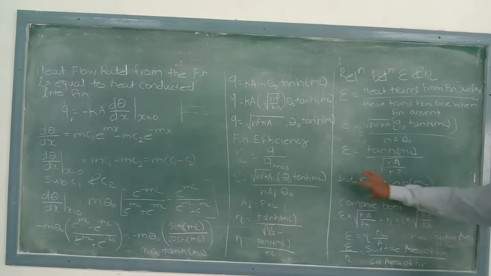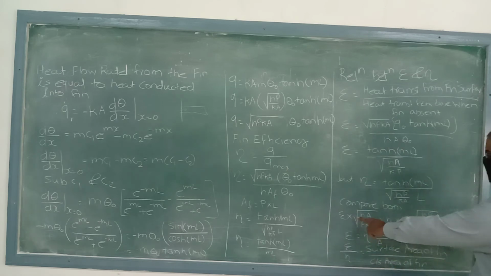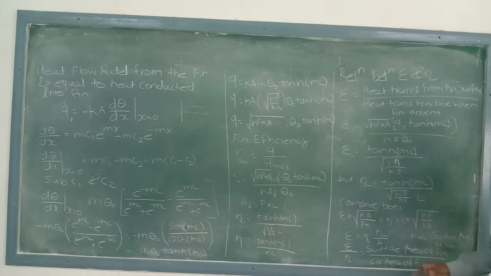So we are shifting this term towards this side. Also we are shifting this term towards this side, and as tanh both the terms are same, so we are comparing both the terms. Effectiveness into under root hP upon kA is equal to efficiency into L into square root of hP upon k. Now here we are cancelling the similar terms, and what is remaining? Effectiveness is equal to efficiency into P into L upon A.